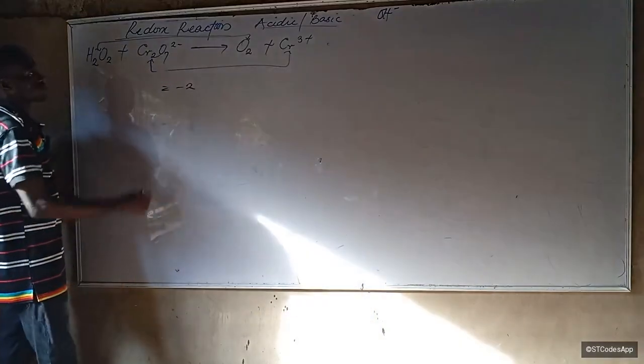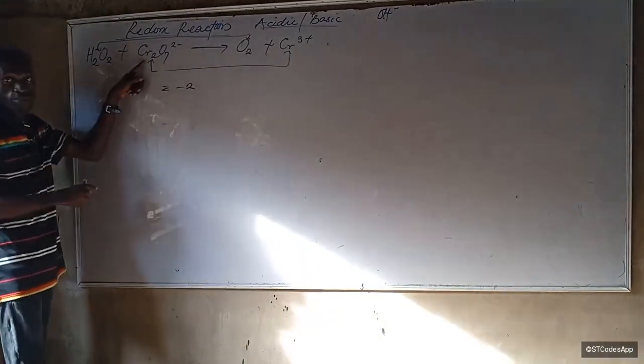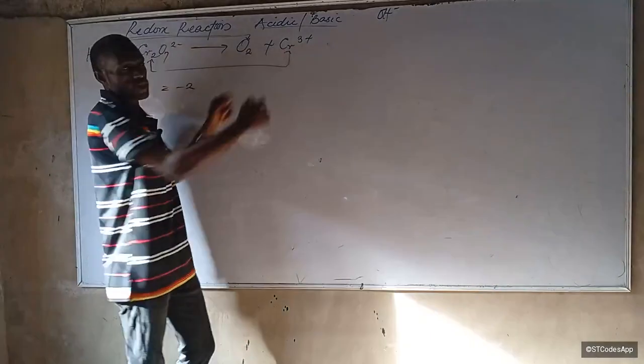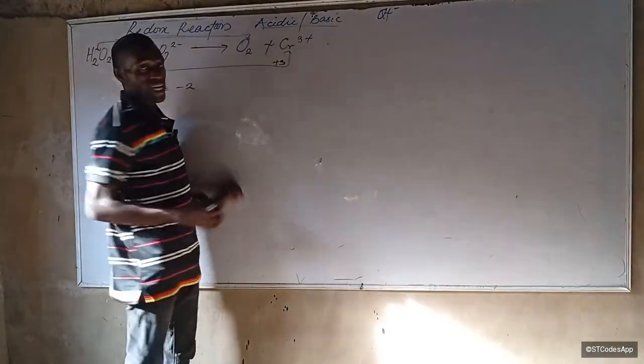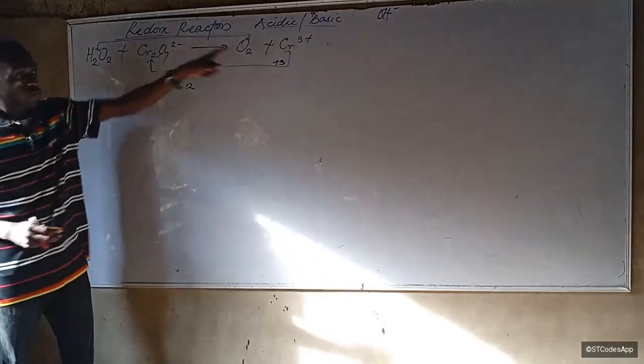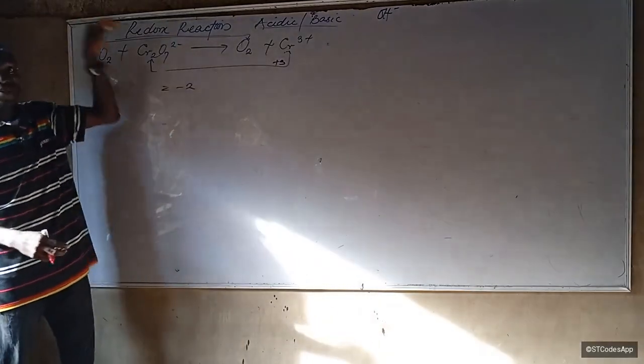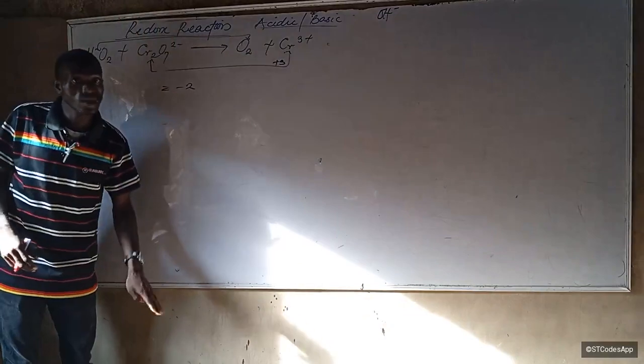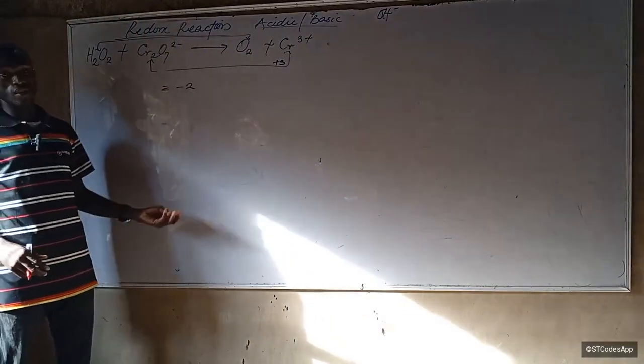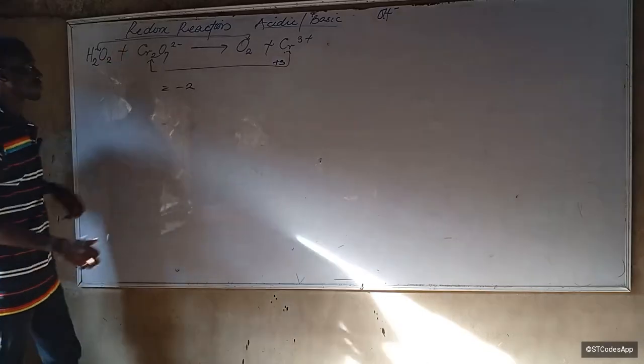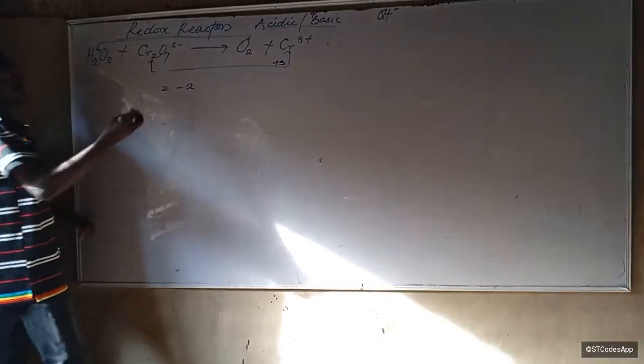Total oxidation number here is what? Plus 3. Good. So here, once you know the oxidation number of chromium, what's the oxidation number of chromium here? Plus 3, right? So it went from what to plus 3? If it went from a higher number to plus 3, that's what? Then it went from a lower number to plus 3 is what? Good. We said oxidation is an increase in oxidation number.